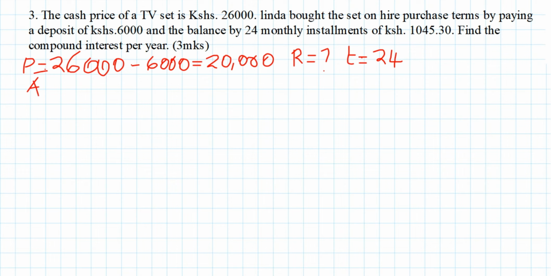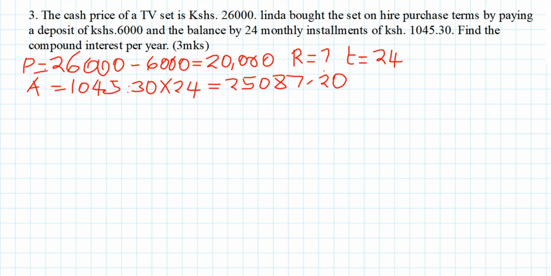And then the amount that she will have paid: she borrowed 20,000, but at the end of the 24 months, she's going to pay 1,045.30 multiplied by the 24, so that we see that the total amount that she paid, instead of the 20,000 that she had been left with to pay, is now going to be 25,087.20. So then that way we have the principal, we have the time, and we have the amount, and what we're trying to find out is the rate.